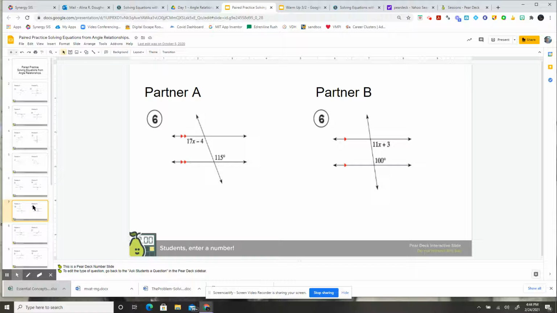You've got same side angles and I have alternate angles. So the alternate angles are going to be congruent. The same side angles are going to be supplementary. Same side supplementary. SSS, same side supplementary. So I'm going to set mine equal, and you're going to set yours equal to 180.